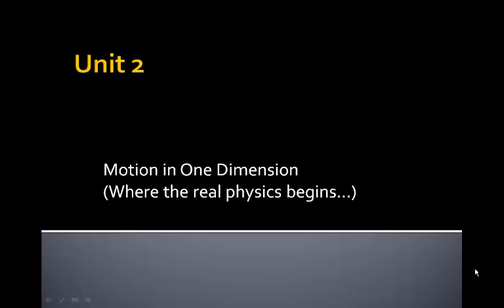Okay, welcome to Unit 2. We're going to start talking about motion, and we're going to talk about motion in one dimension. And that just means that it's like forward and back, up and down, left and right, in and out. Those are all examples of motion along a line. And so we're going to keep it very simple to start with, and then we will add to it as we go along.